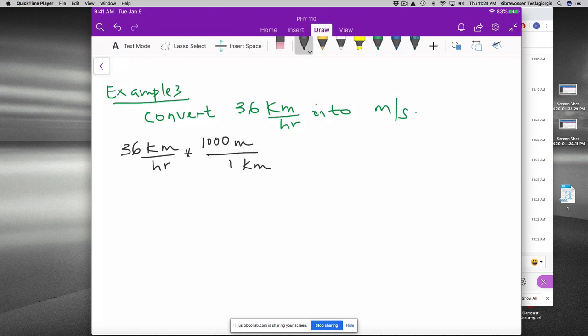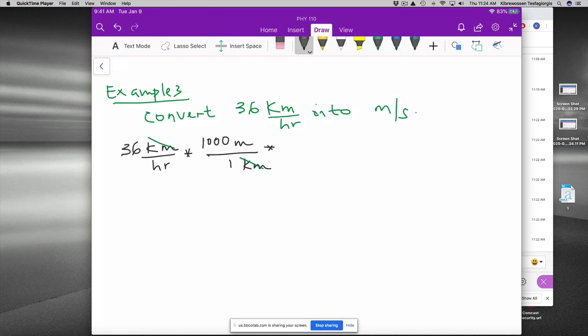Okay, then this will take care of the kilometer part. But the hour needs to be converted to seconds. Sometimes, if you don't know by heart how to convert from hour to seconds, what you can do is take it step by step. There is something that you already know.